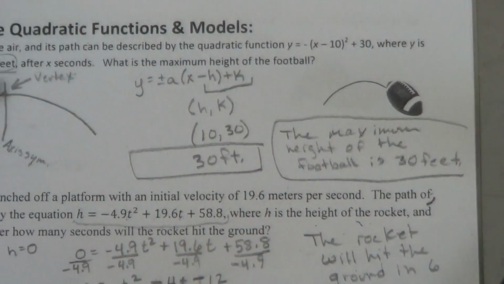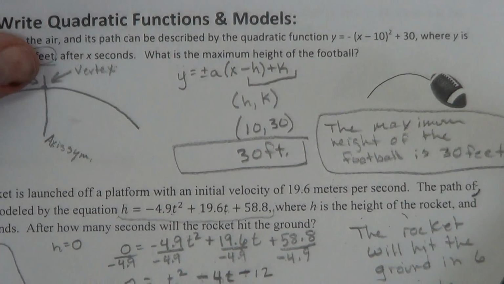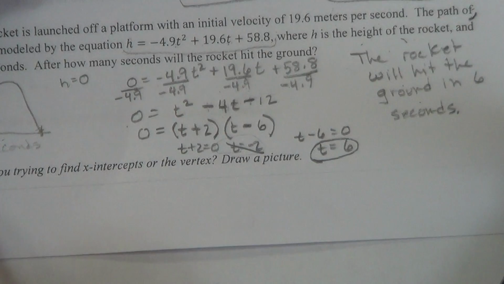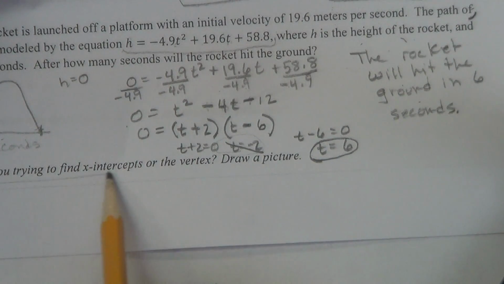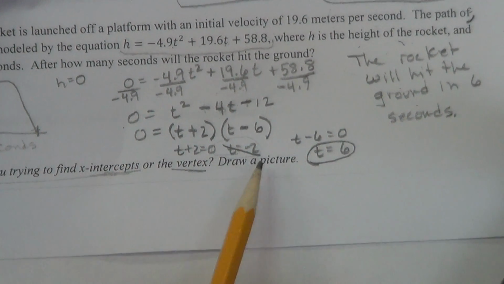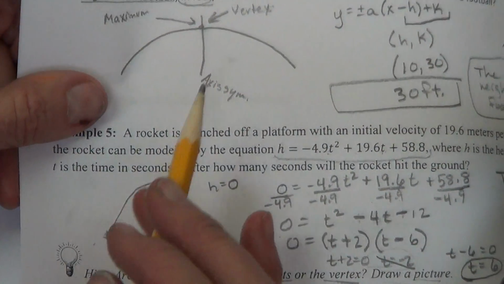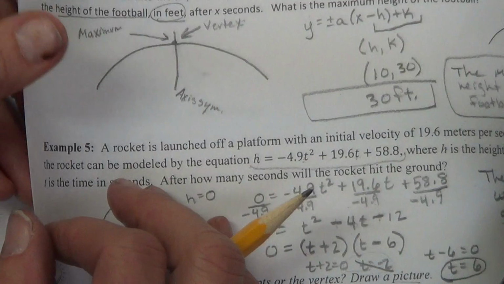Okay, anytime you're given a word problem, please answer it with a complete sentence. Anytime you're solving these word problems, always ask yourself, are you trying to find the x-intercepts or the vertex, and draw a picture. You notice I didn't even talk about x and y intercepts, we just drew the picture and talked about what we were looking for there.